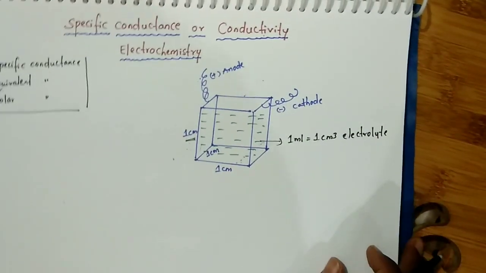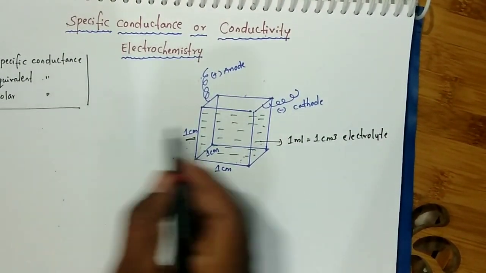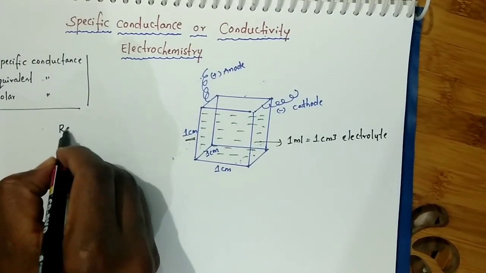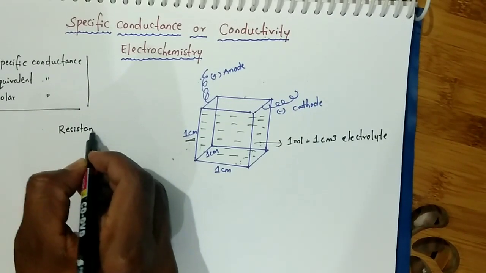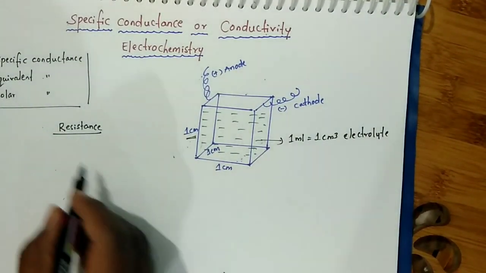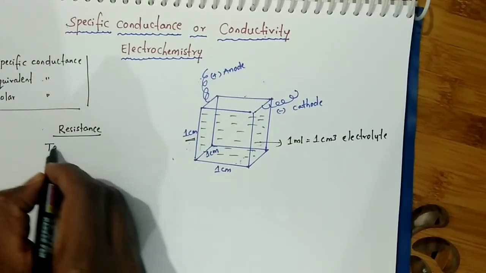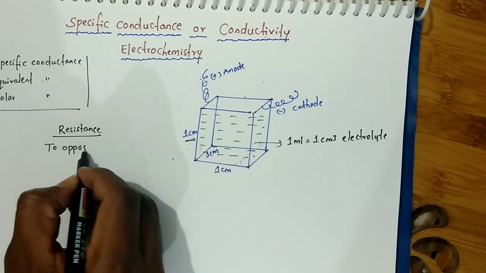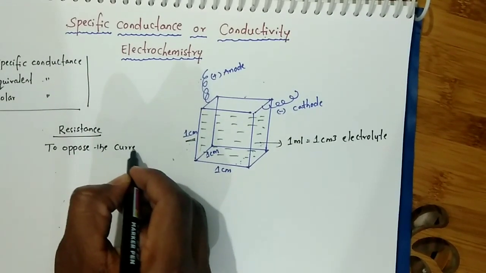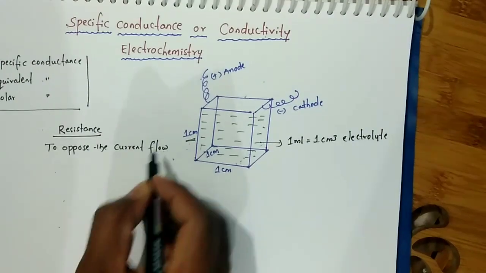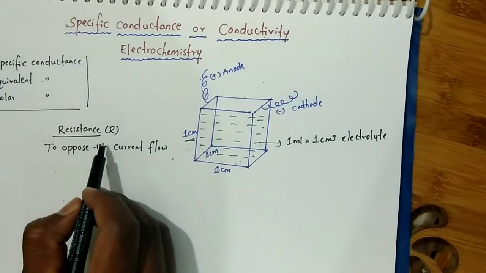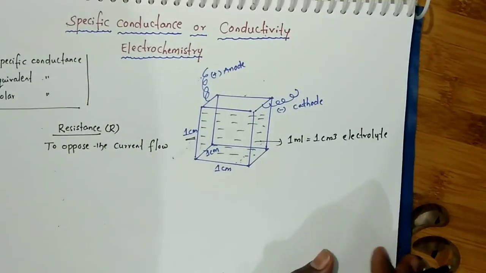It's clear, right? See here, resistance of this cell, we indicate with R. First of all we must know what is resistance. Resistance means it is a measurement of the opposition to the flow of current. It is opposite to conductance. Resistance is opposite to conductance, right?